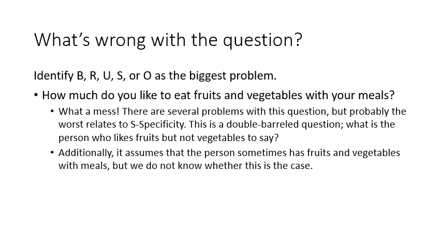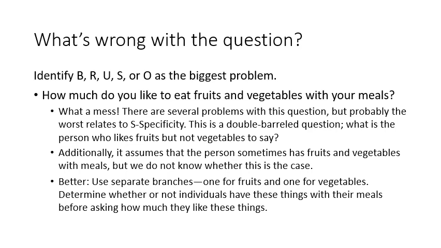But we can see the other problem is that this question assumes that the person sometimes has fruits and vegetables with meals, but we don't know that this is the case. And so we probably need to break this into two questions in order that we aren't assuming information that isn't present. So better to use separate branches, one for fruits, one for vegetables, and we better first determine whether or not individuals have these things with their meals before asking how much they like these things.